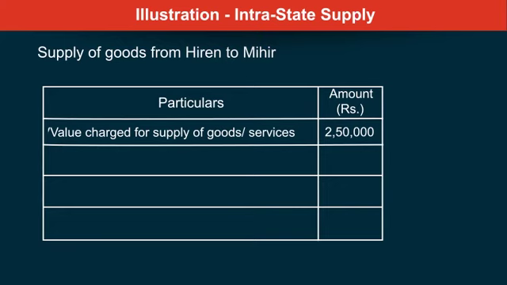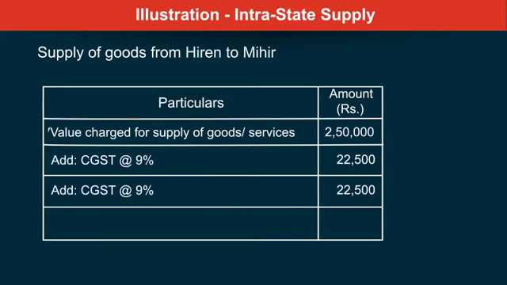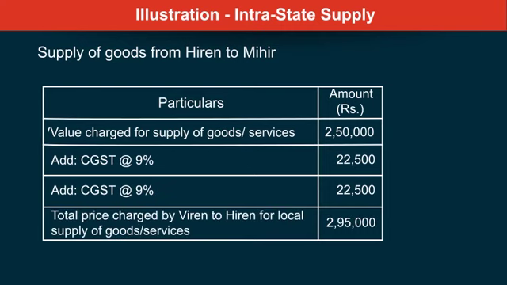On 2 lakh 50,000 again he will charge CGST at the rate of 9% and SGST at the rate of 9%. So 2 lakh 50,000 into 9% comes to 22,500. It means when Hiren is selling product to Mr. Mihir, he will charge 22,500 as CGST and 22,500 as SGST. So the total price charged by A to B will be 2,95,000.